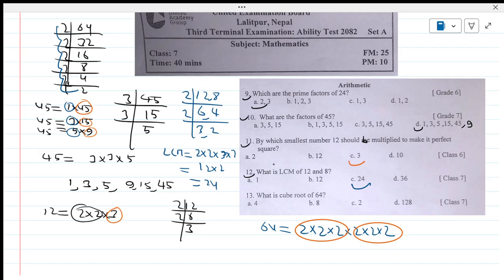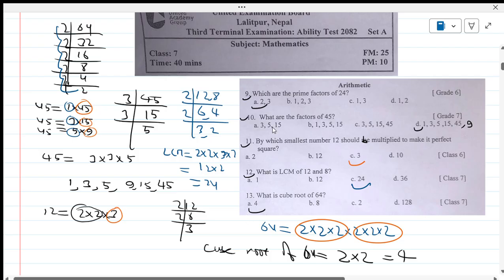So here, cube root. So the cube root of 64 is here. From the first group of 3 same factors, that is 2, and from the second group of 3 same factors, that is also 2. So 2 into 2 is 4. So you can say the cube root of 64 is 4. So option A is the answer for this number. So, okay, up to 13 I have done from this arithmetic.